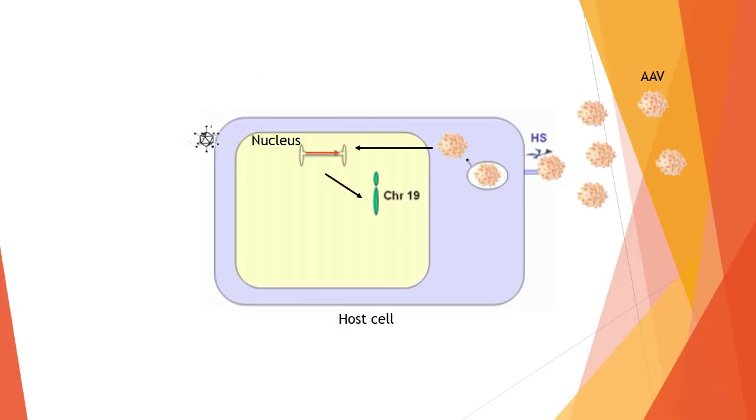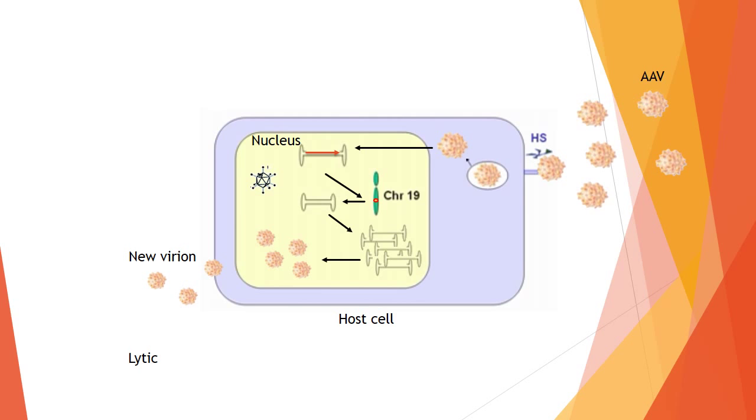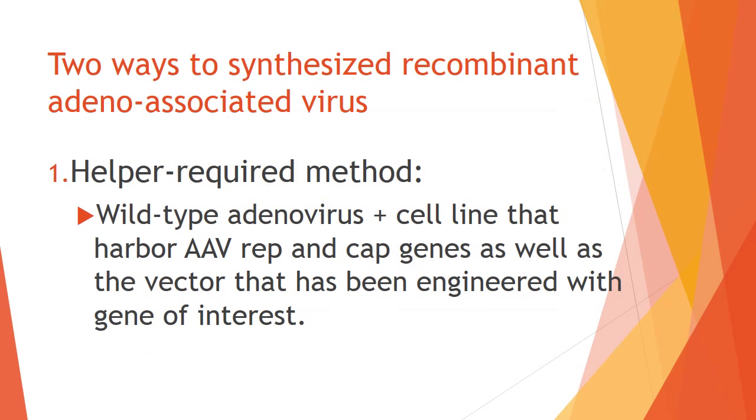While when the helper virus such as herpes virus or adenovirus is present, the adeno-associated lytic phase begins with the transcription of viral genes, followed by viral genome replication, and lastly, packaging into capsids to produce new viruses.